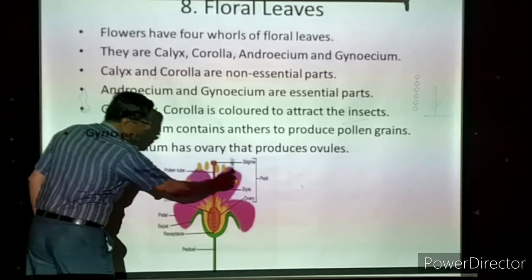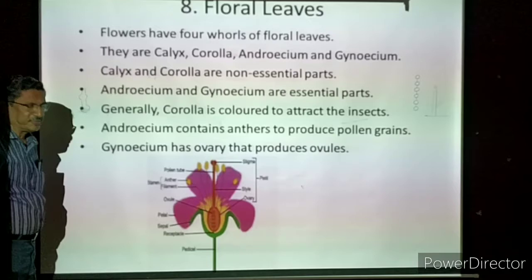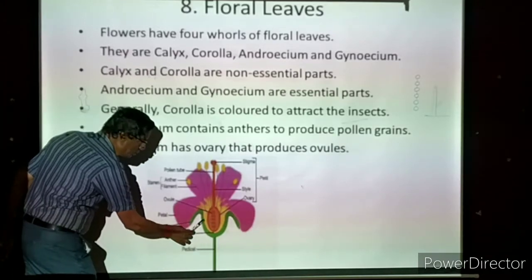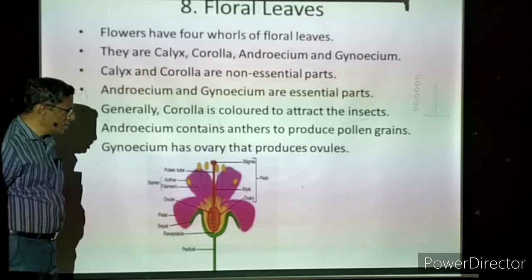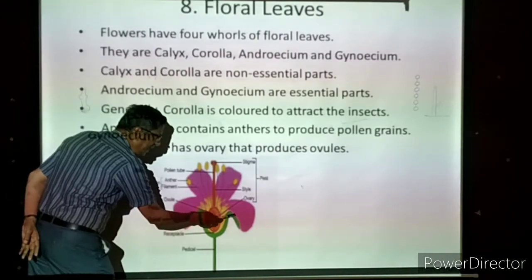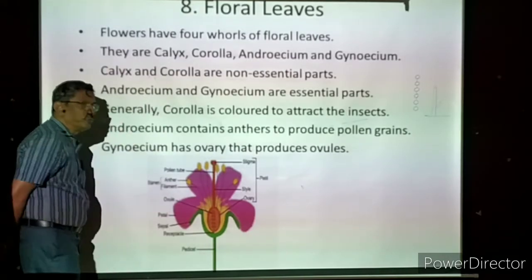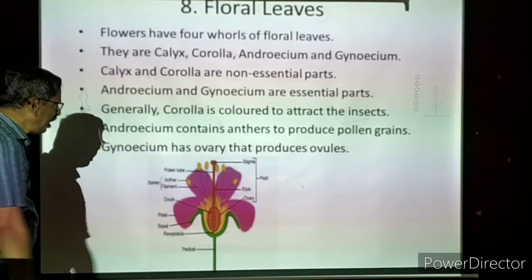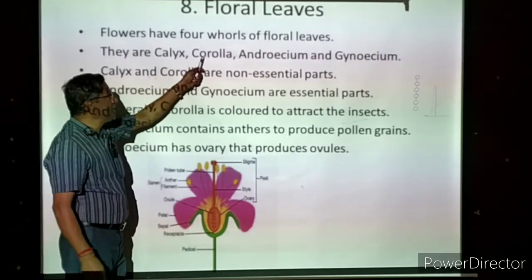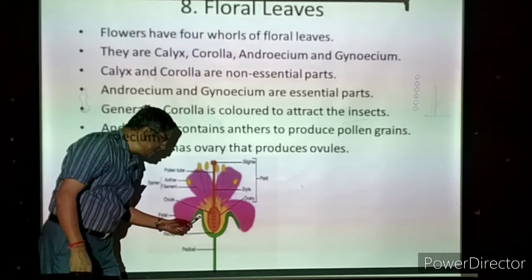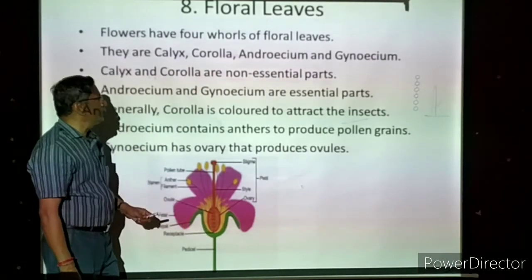Now for example, one simple flower is given. This is the stalk of the flower. Here you can see the outermost whorl, which is green in color. It is forming a cup-like structure. It is called a calyx. Inside the calyx, some large colorful lobes will be present, maybe 4, 5, 6, 7, any number. They are called the petals. They form the next whorl, which is called the corolla. Green whorl is called the calyx. Colorful whorl is called the corolla.